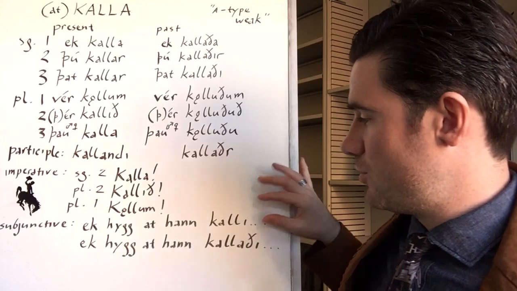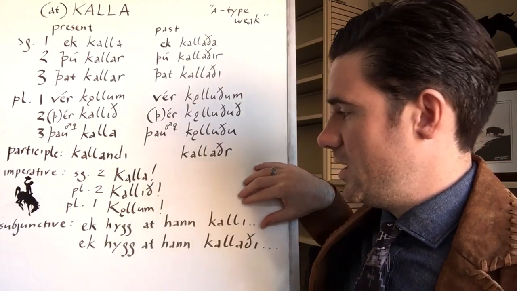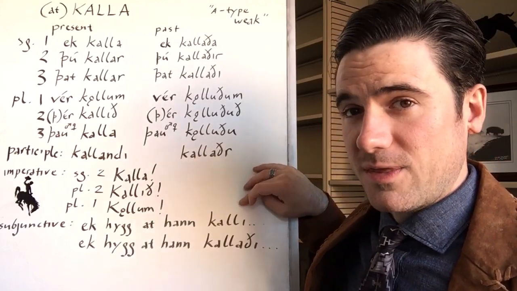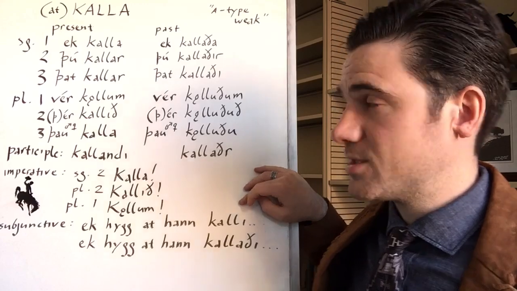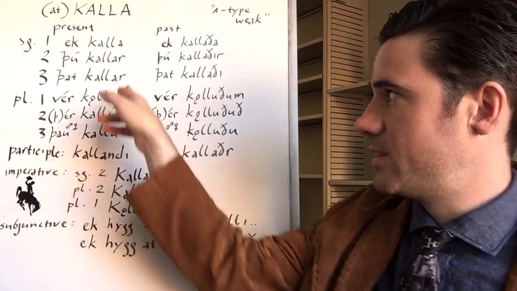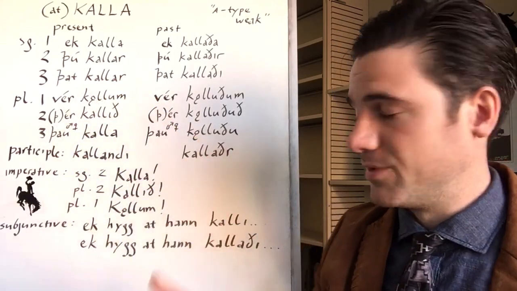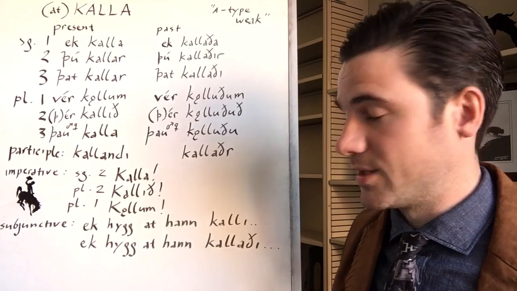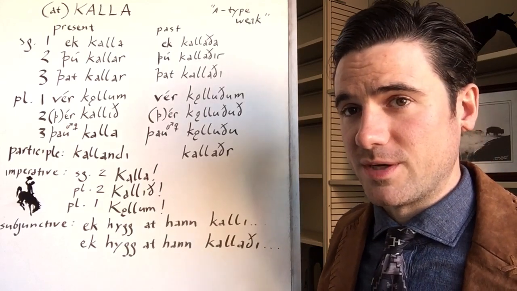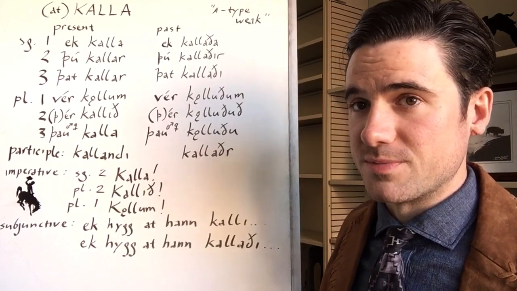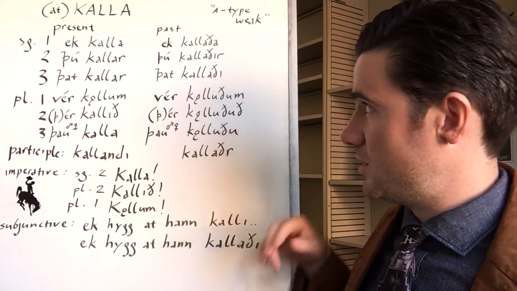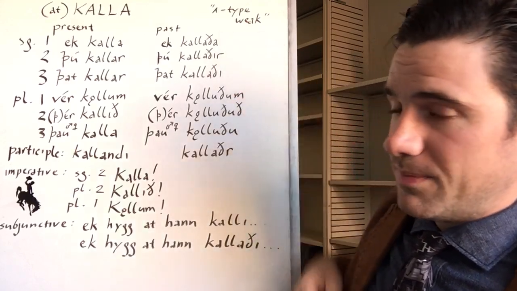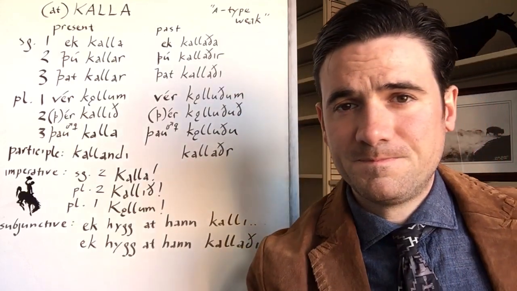Then there will be distinct subjunctive endings. Ek hygg at hann kalli. I think that he calls. I think he is calling. I'm using a subjunctive ending rather than the normal indicative ending because I'm not sure of the truth value. And ek hygg at hann kallaði. I think that he called, but I'm not sure. Typically with weak verbs, the subjunctive is the same as the indicative for the past singular.